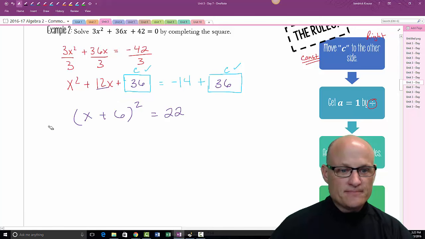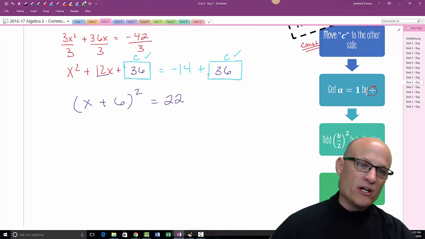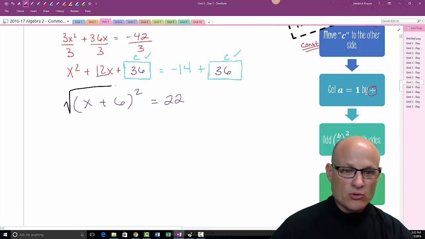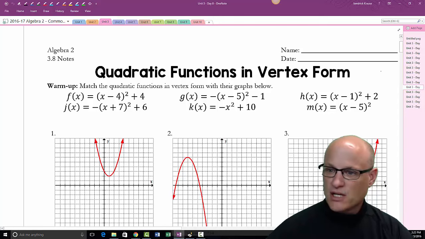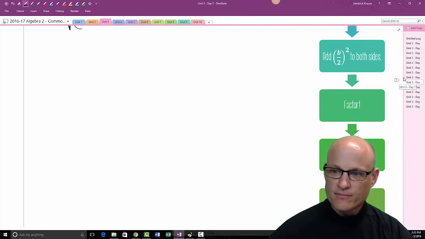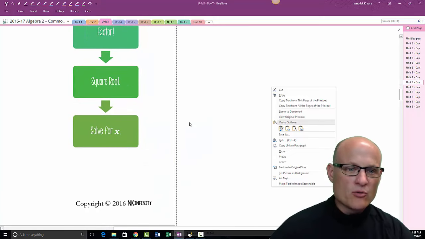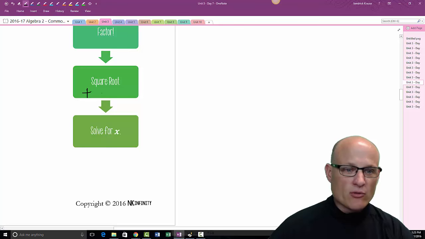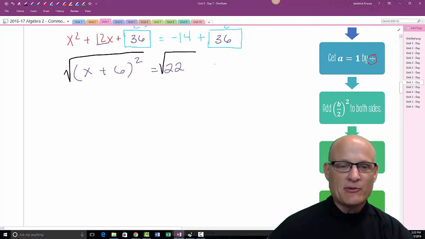Now we're almost done solving this. By the way, this was an unfactorable one. What we want to do now is get rid of this square. So we're going to take the square root. And don't forget, you've got to remember when you take the square root to put a plus or minus. Anytime you take the square root of something, you got to put a plus or minus.